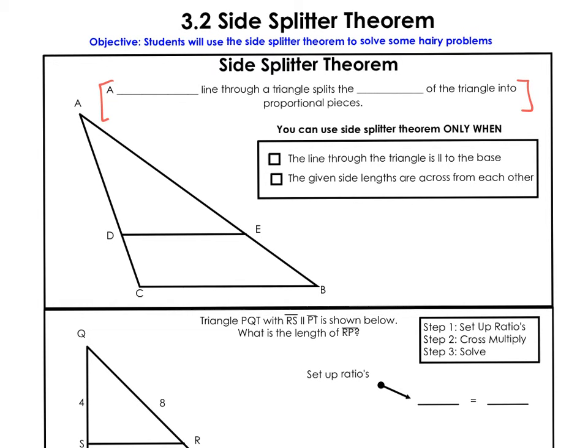A parallel line through a triangle splits the sides of a triangle into proportional pieces. Now, I know what you're saying: what does that mean? Let me show you visually.